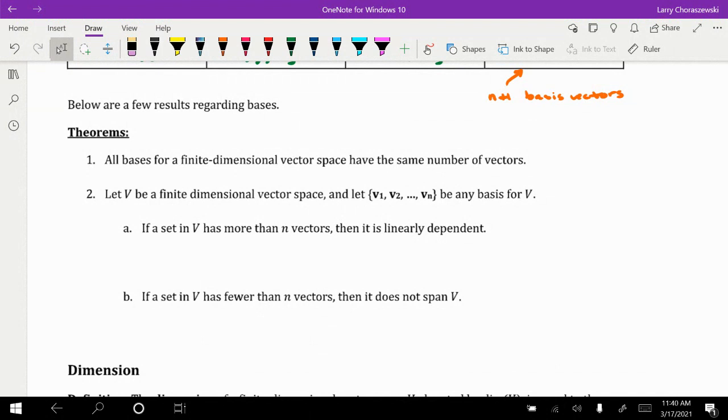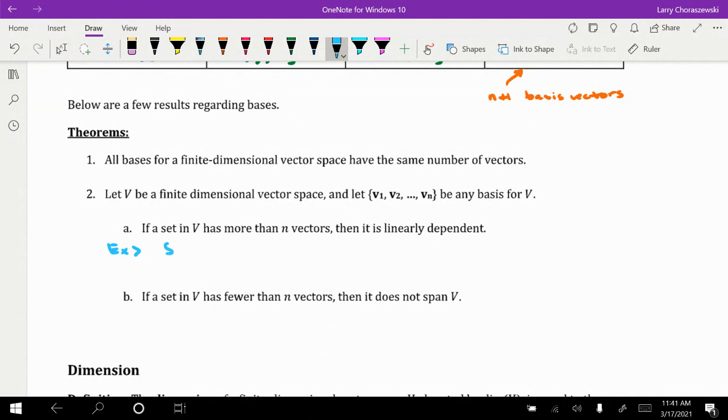It says, let V be a finite dimensional vector space, and v sub 1 through v sub n be any basis for V. Part A says that if a set in V has more than n vectors, then it is linearly dependent. What that means is one of the vectors in the set can be written as a linear combo of the others.